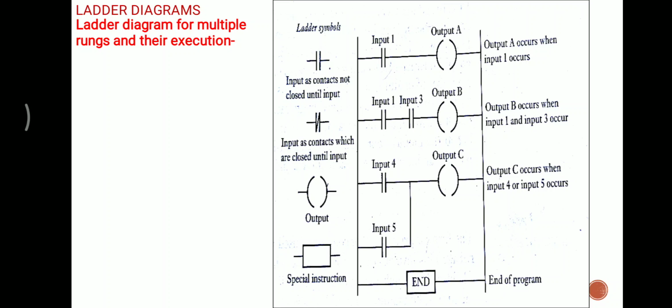The end of the program. Here you can see the ladder symbols. This is the symbol for an input contact. This one is in the normally open condition. This one is in the normally closed condition. This is the symbol used for an output, and these are the special instructions we can use in the ladder diagram. So this bit is about the ladder diagram for multiple rungs and their execution.